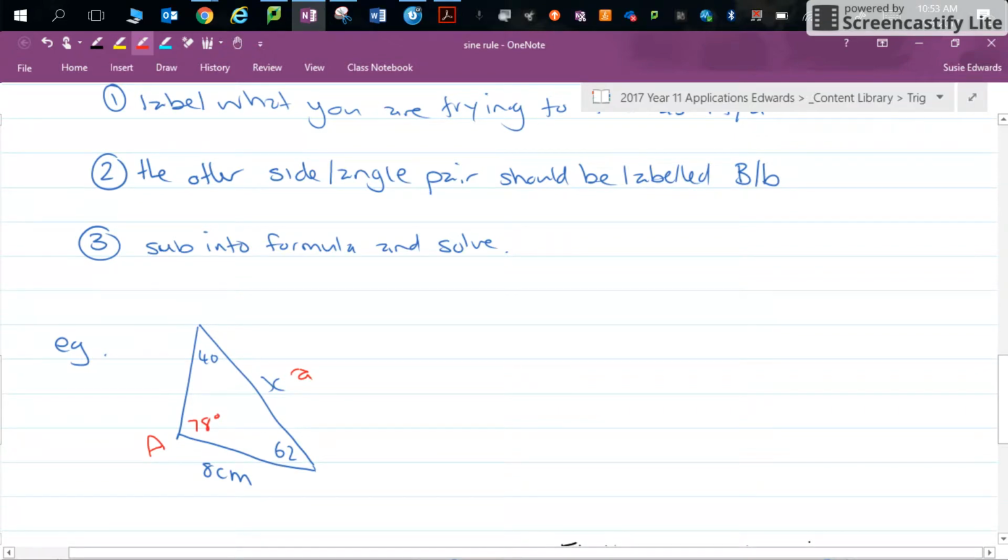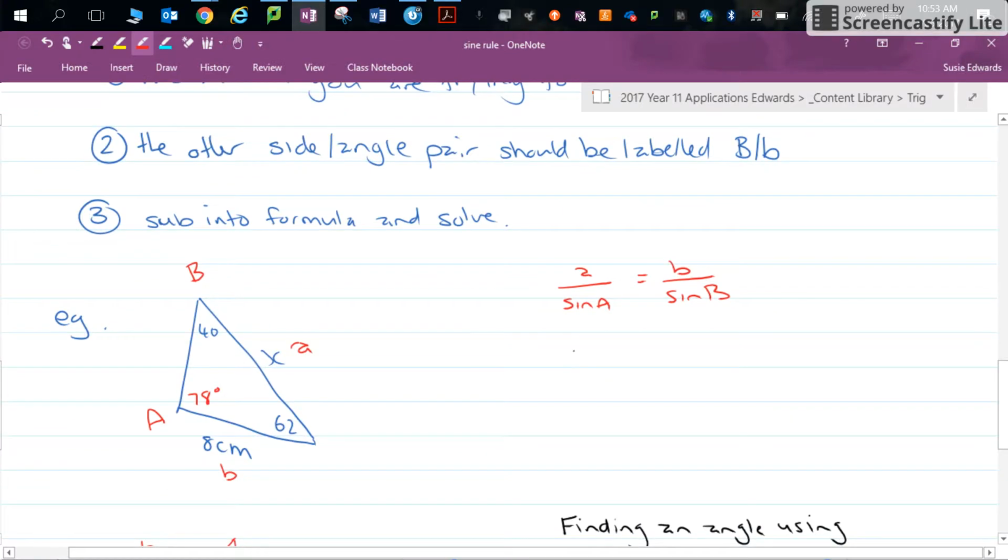Now we need to be able to know which angle to use as B. So we go to the side we have, and the opposite side therefore is here. So we've got B there. Once we've got that, it's quite easy. We can then just go A over sine A equals B over sine B, which is X over sine 78 equals 8 over sine 40. We can then put that into solve in our calculator.